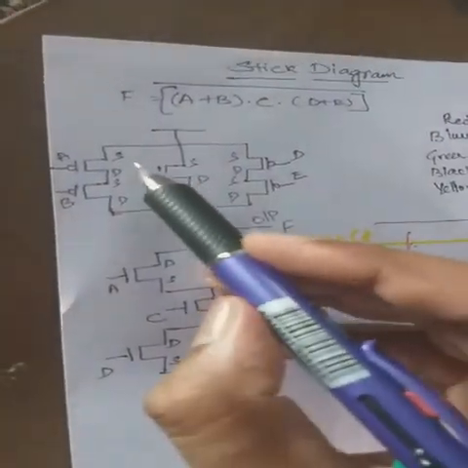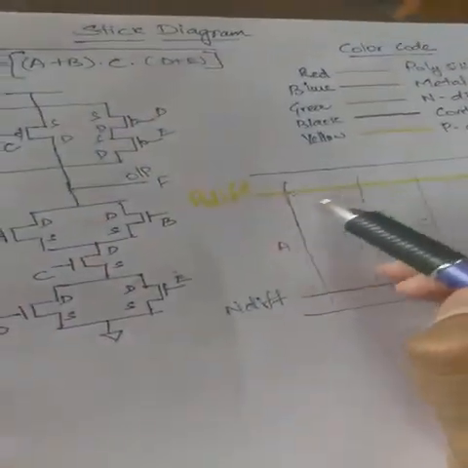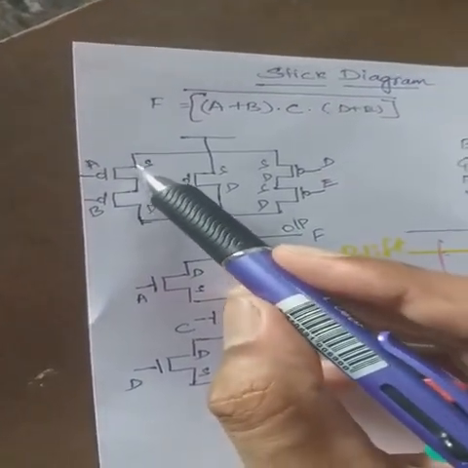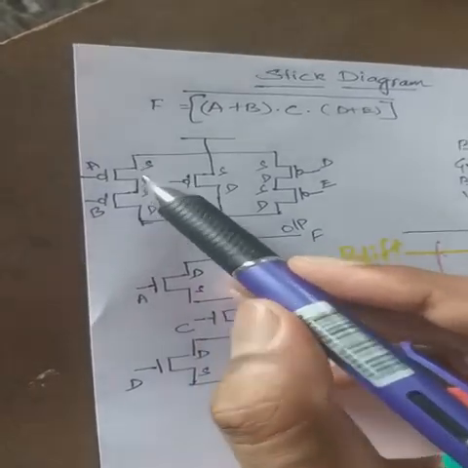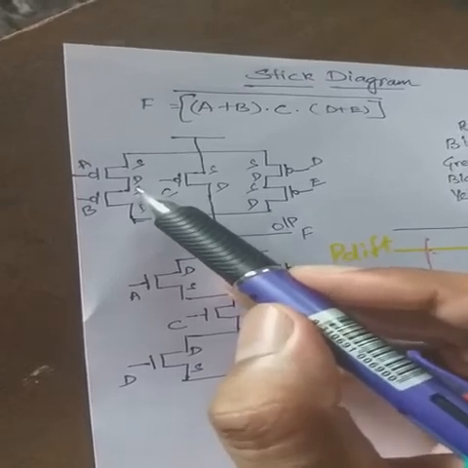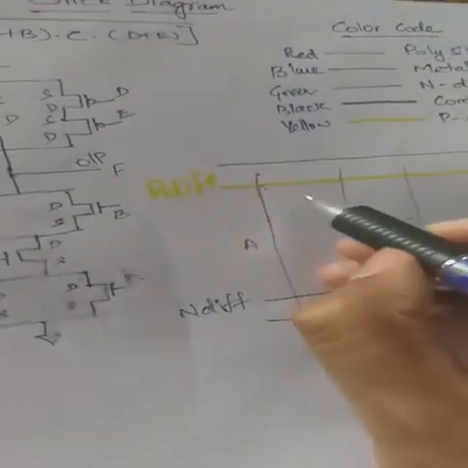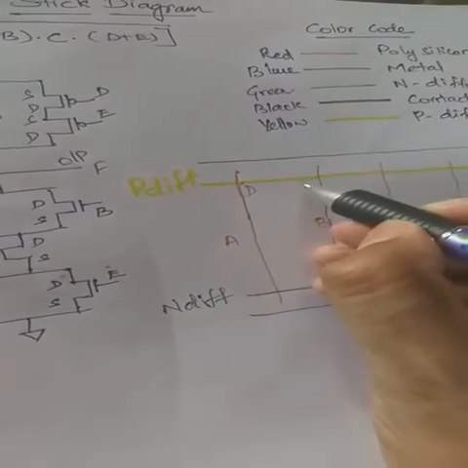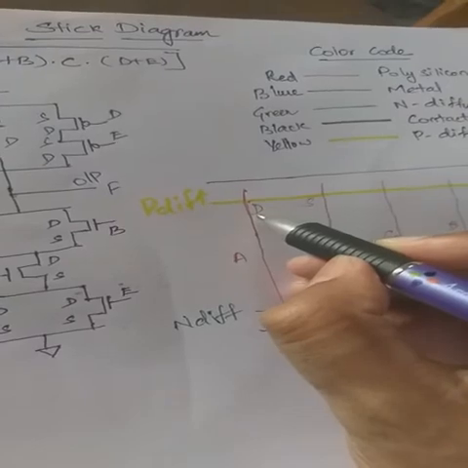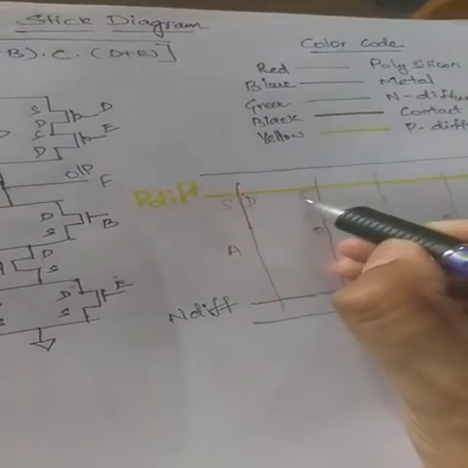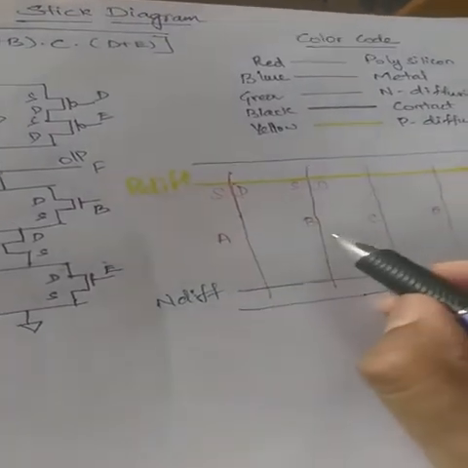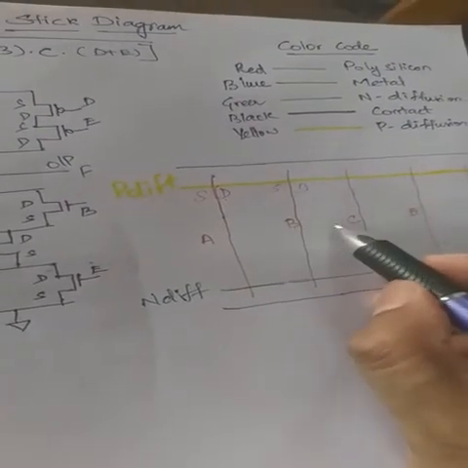Here you can see this is the P-type transistor, so you have to look at the PMOS transistor. Here A transistor's drain terminal and B transistor's source terminal are connected together. So you have to take this as your drain and this as your source. If this terminal is drain, this will be your source, and if this is source, this will be drain.